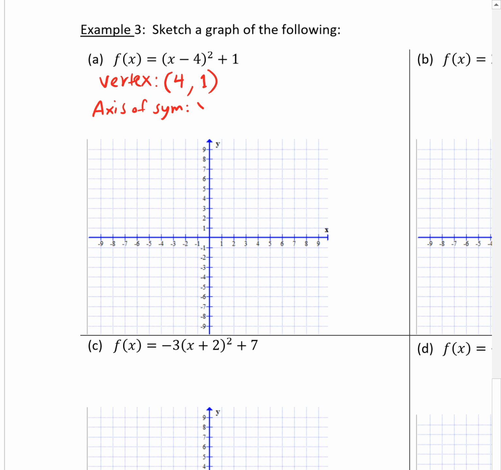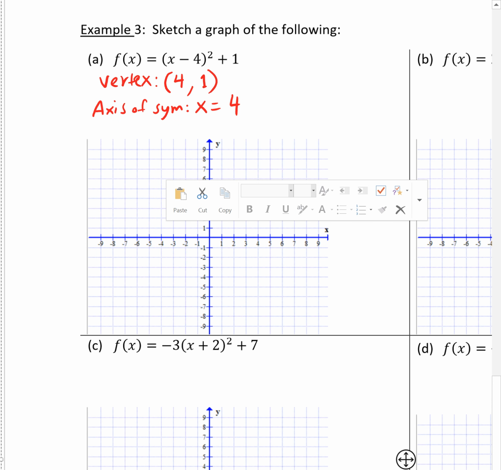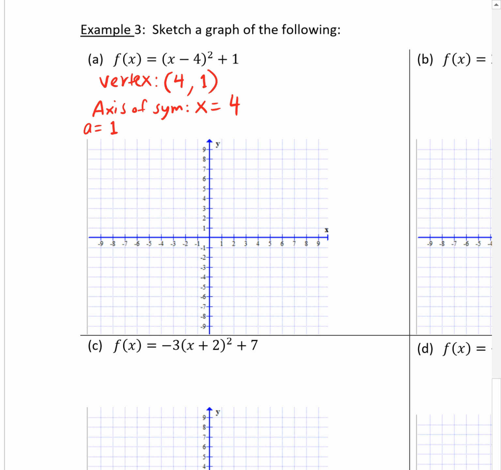It's going to be x equals the x value of the vertex, 4. And then I have to determine, is this opening upward or downward? Well, the value of a is the coefficient of the parentheses, which is 1. That's positive, so it's going to open up. We got that.